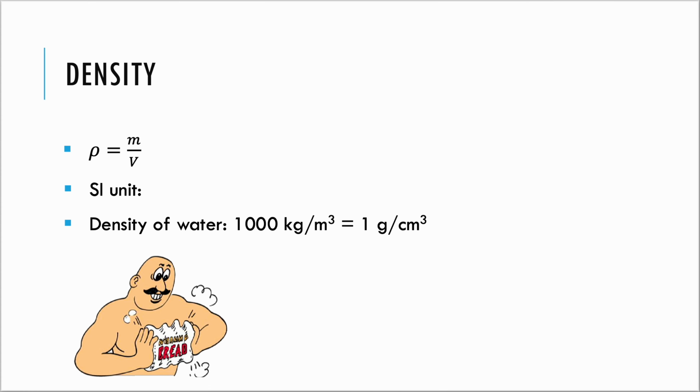First, density. It's defined as mass per volume. The SI unit for density is kilograms per meter cubed. We're going to deal with density with water as our fluid for a lot of problems, so we should know its density is 1,000 kilograms per meter cubed. It's also useful to know that the conversion to grams per centimeter cubed is 1. That's a very useful conversion to know so that you don't have to spend your time converting between the two units.